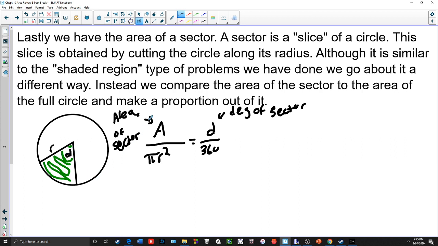Again, don't try to memorize this by brute force and just repeat this over in your head. Think about what's going on here. I have area of the slice over area of the circle. Degrees of the slice over degrees of the circle. There's a format, there's a flow to it. Slice over circle, area over area, degrees over degrees. So again, you're comparing the ratio of the area it takes up to the ratio of the degrees that it takes up. But it's always the same format. Area to area, slice to circle. Degrees to degrees, slice to circle.